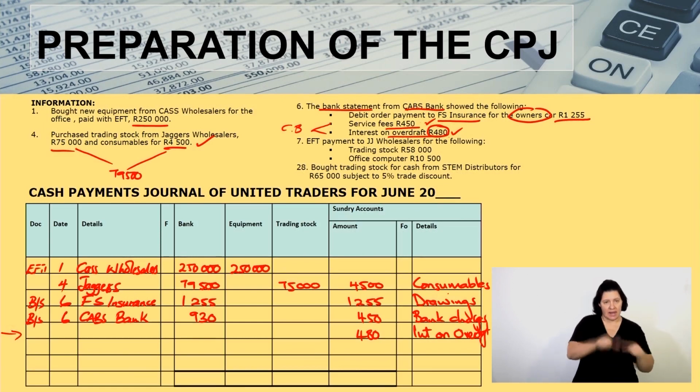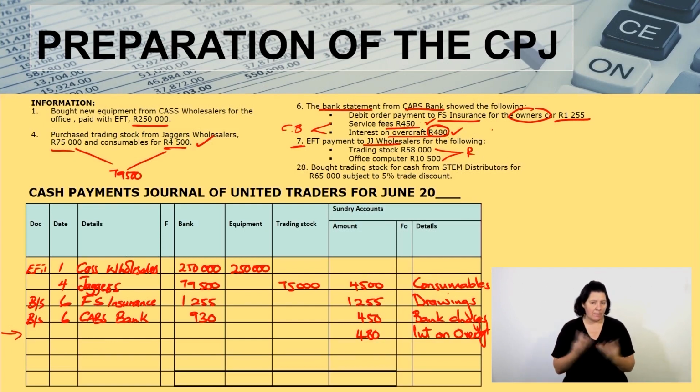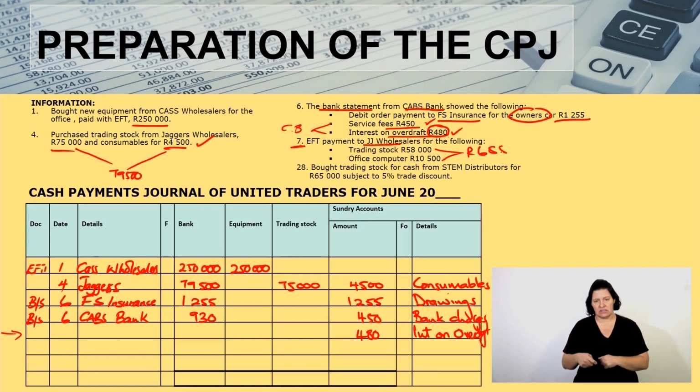My next transaction, which is now on the 7th, reads, EFT payment to JJ Wholesalers for the following. So we paid JJ Wholesalers two amounts, 58,000 and 10,500. How much is that going to give you in total? 68,500. That means I'm leaving this column. I'm coming now to the next one. So remember, EFT. It should be EFT number 3 now. What is the date? The 7th. Whom are we paying? JJ Wholesalers. In your answer book, you will have enough space to write neatly.